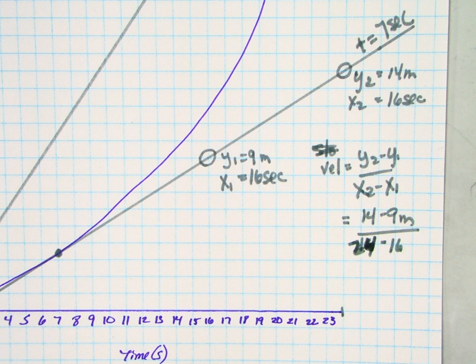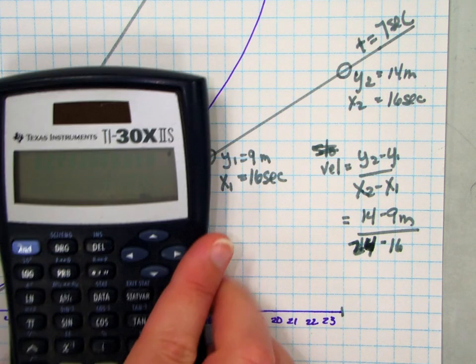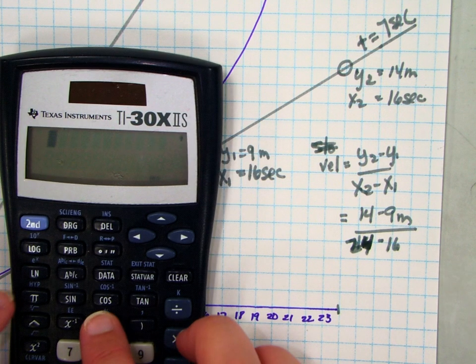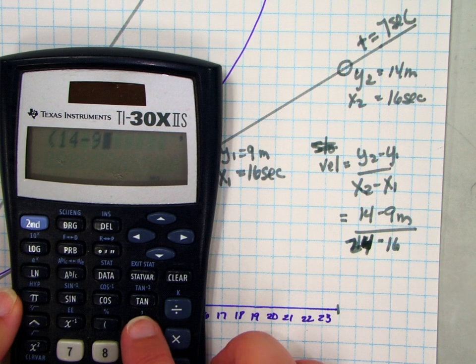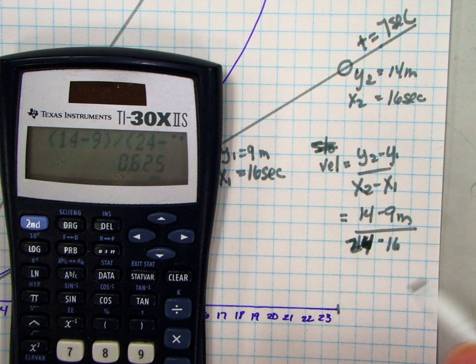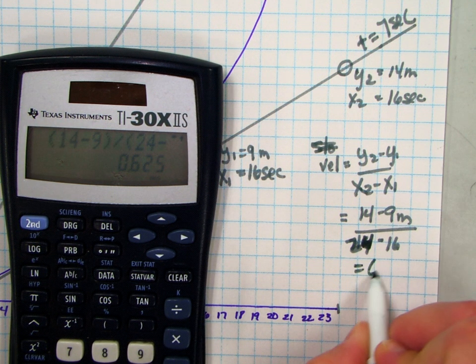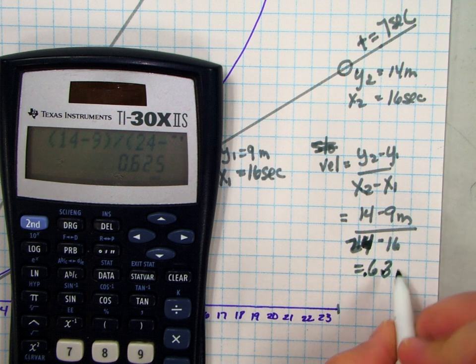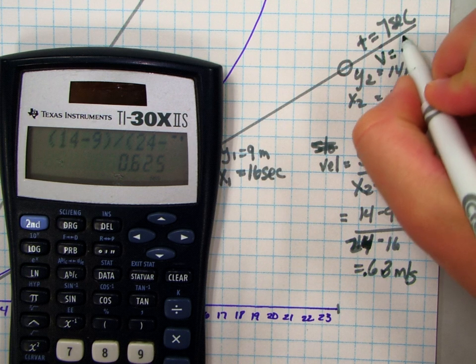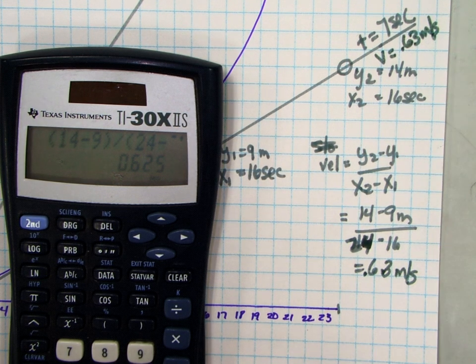I'll use a calculator for that. When you're putting this into the calculator, make sure that you're telling your calculator to do it the right way. If you want to do it all in one go, you have to use parentheses for what's on the top and what's on the bottom. So here my velocity equals 0.63. Let's do two significant figures, 0.63 meters per second.